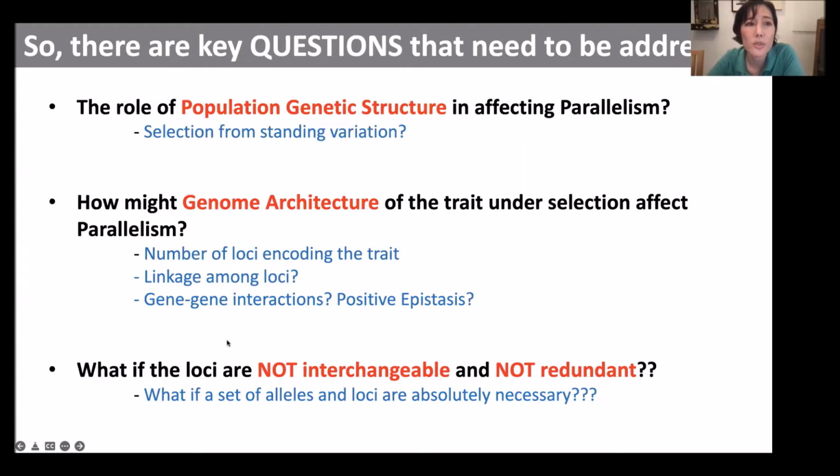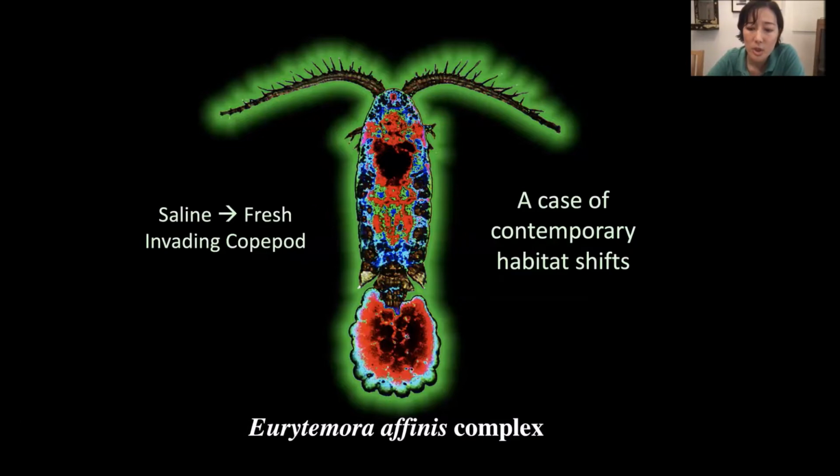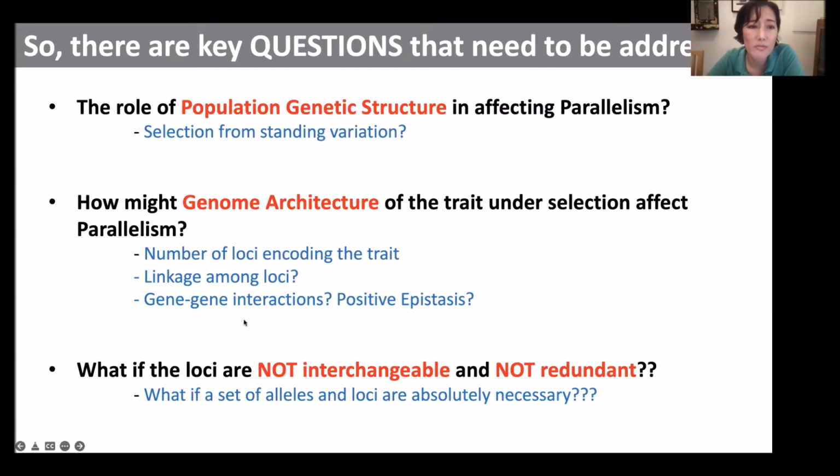So some of the questions that we're interested in is what might be the role of population genetic structure in affecting levels of parallelism, such as selection acting from balanced polymorphisms. How might genome architecture of a trait affect the levels of parallelism, such as the number of genes encoding a trait, the number of loci, linkage among the loci, gene-gene interactions, such as the effects of positive epistasis? And what if the loci are not interchangeable and not redundant? What if a set of alleles and loci are absolutely necessary for adaptation to occur?